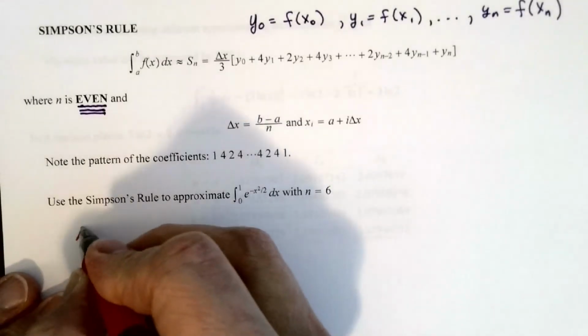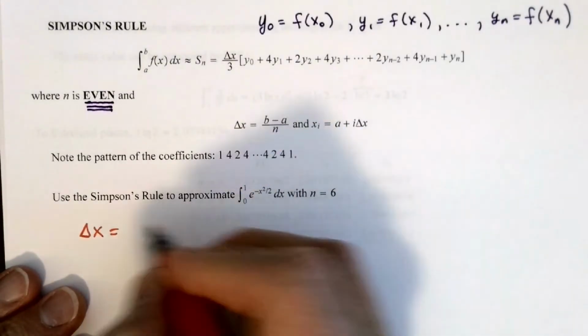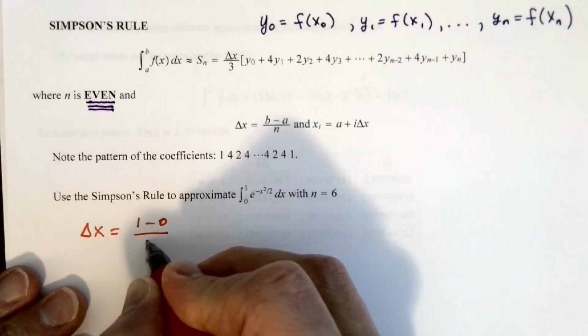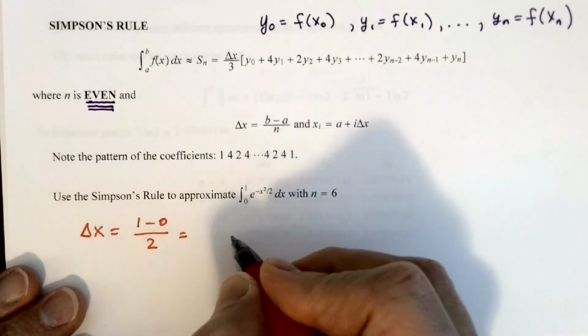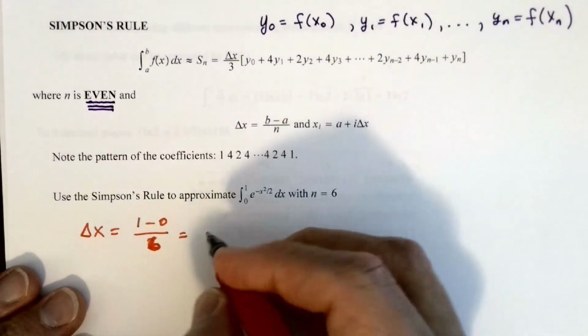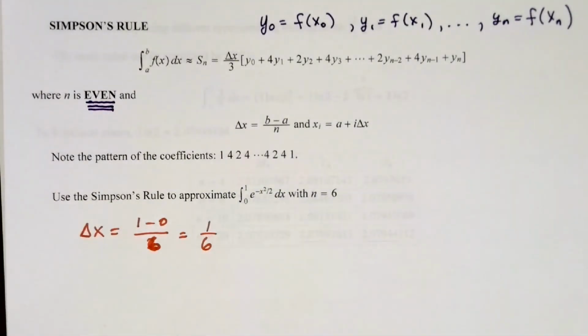So delta x is 1 minus 0 over 2. That's the same, right? Oh, sorry, over 6. That's not the same, actually, as what we had. It's 1/6.